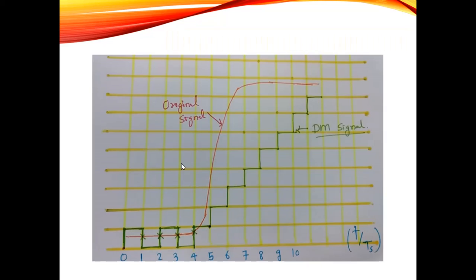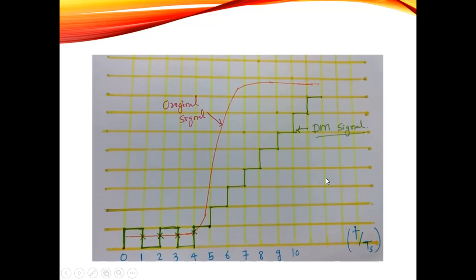What is granular noise? When the input signal is varying slowly, there is a plus delta, plus delta, minus delta pattern. Then there is a granular noise. And if there is a continuous showing of plus delta, then this is a slope overload. The slope overload pattern indicates plus delta, plus delta, or minus delta, minus delta. If this is happening, there is a problem of quantization noise.